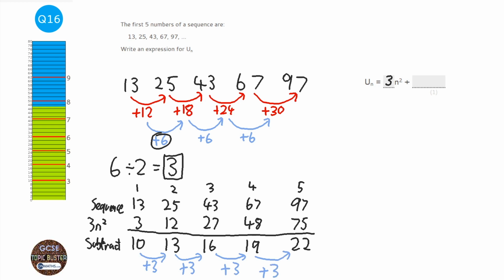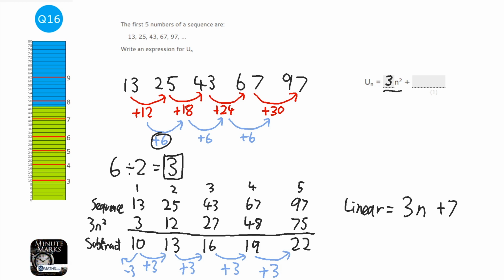Now we've got to find the nth term of it. So to do that, we find the 0th term. So we go back 1, we subtract 3. And that tells me, so I'll say linear, that's going to be a 7. So we know we're going to add 7. And we know it goes up in 3, so it's going to be 3n plus 7. So we've got our 3n squared already, and we just need to add 3n plus 7.